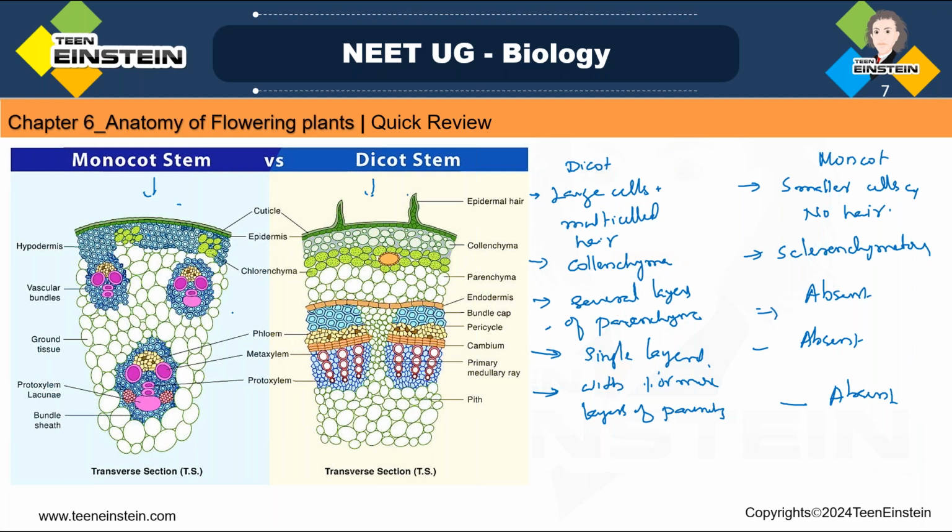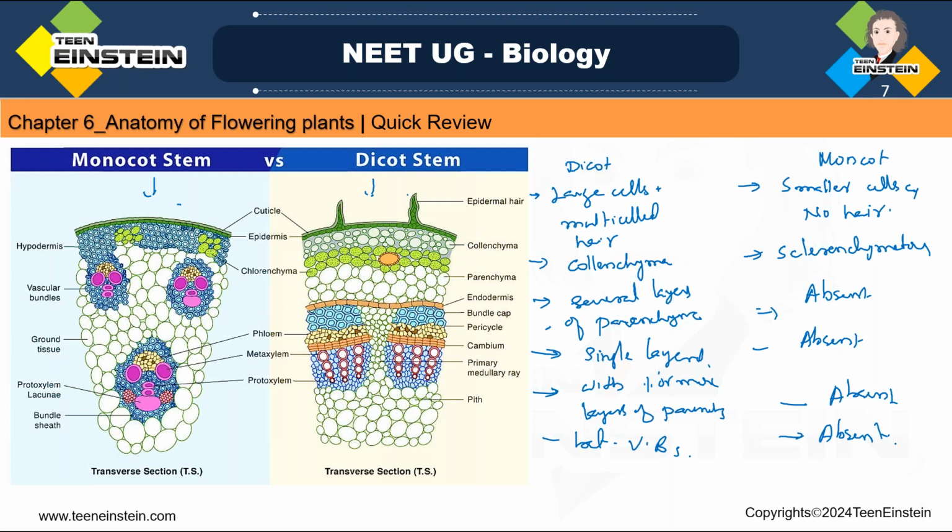Okay, then medullary rays. Here you can see in the dicot stem, the medullary rays which are found between the vascular bundles. See, this is one vascular bundle and this is another vascular bundle. So medullary rays you can see in between this. In which one? In dicot. Okay, but that is absent in which one? In monocot. Next comes the pith region or medulla region.